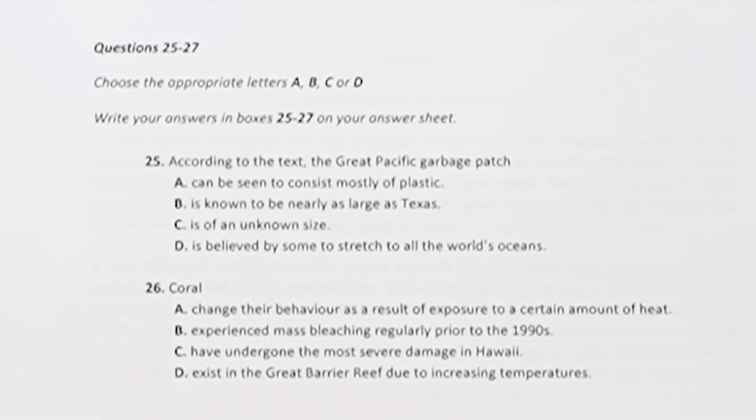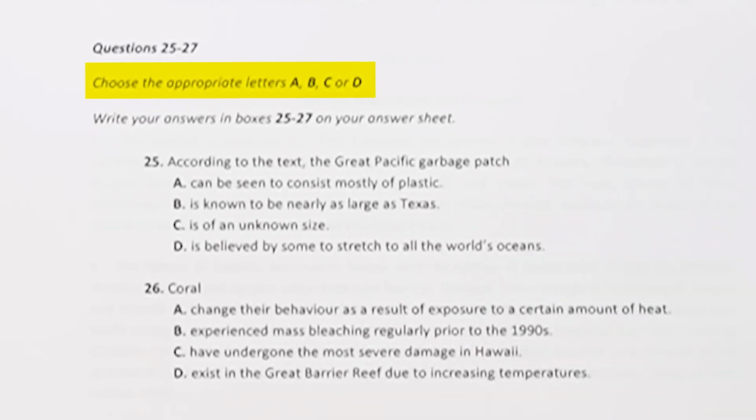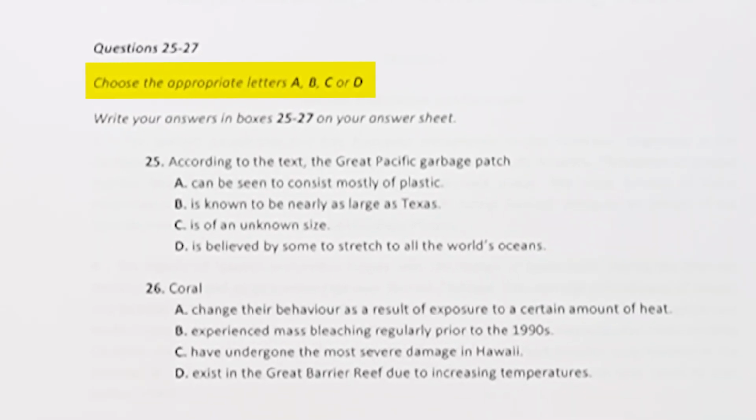So we can move on to our multiple choice questions. And part of the strategy for multiple choice is skimming the text to understand the general meaning. We've already done that. So again, that's one way of saving time. The first thing we do, as always, is check the instructions. Choose the correct letter, A, B, C, or D. Okay, so it's standard multiple choice.